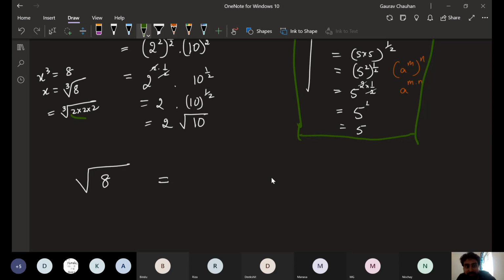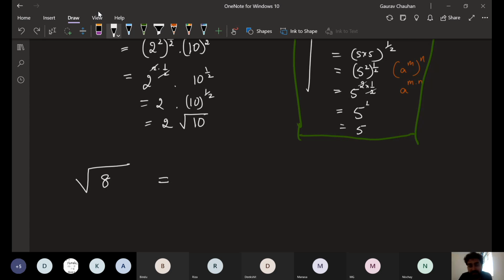Now these three 2's will give me one 2 outside. Yes, sir. That's the meaning of cube root. Here we have the meaning as square root. But I'm not writing that all the time. We don't write it all the time because when no number is written, it's assumed that it is square root only, because there is nothing like one root. So it starts with square root only.